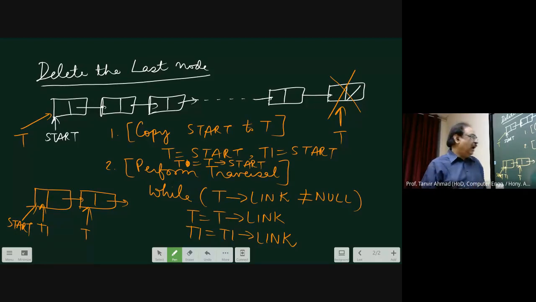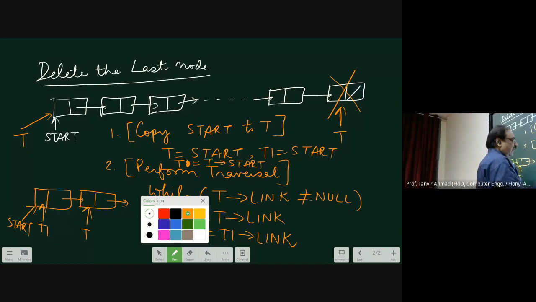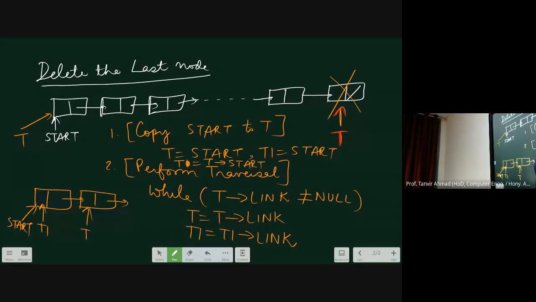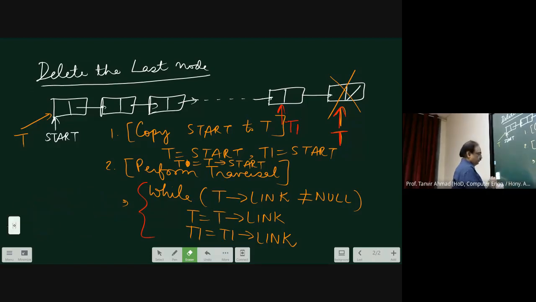Therefore, what will happen at this instance, when T will be at this place, T1 will be at this place. At the end of this while loop, you will find that T will come to the last and T1 will be just before that, and you just have to remove T. Therefore, for that, I will write another statement. I will write just like this.